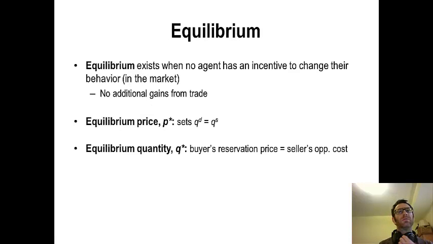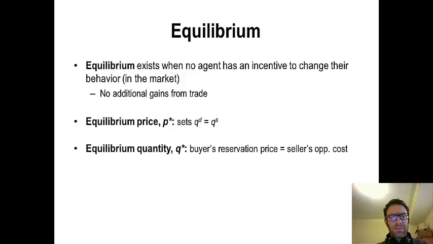Okay, so to introduce some real fundamental concepts, when talking about equilibrium in the marketplace, what we're really talking about is an environment where agents on either side of a transaction, supply or demand, have very, very little incentive to change their behavior. So buyers have very little incentive to bid up prices, and sellers have very little incentive to bid down prices. Another way of thinking about this is that there are no additional gains from trade to be had.